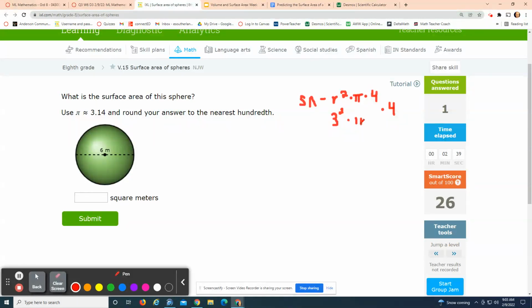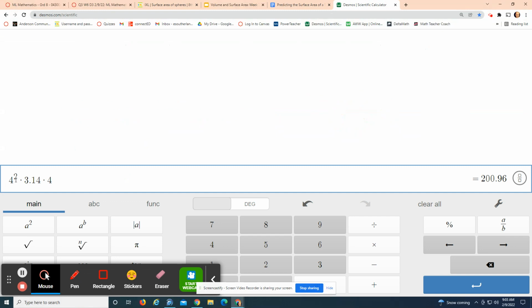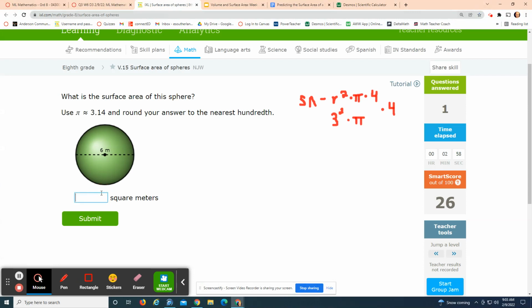times pi times 4. Now, I'd use the calculator again. Just type that in. And so instead of 4 squared, I want 3 squared times pi times 4. And it says 113.04. Now, there is one thing I want to talk to you about before you go ahead and move on.